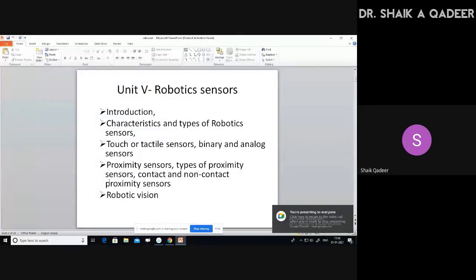We have seen in earlier classes the introduction, characteristics of robotic sensors, types of robotic sensors, and also the touch or tactile sensor. Now in today's class, I would like to cover proximity sensors and their types, followed by robotic sensors. I want to tell you two points about proximity sensors.